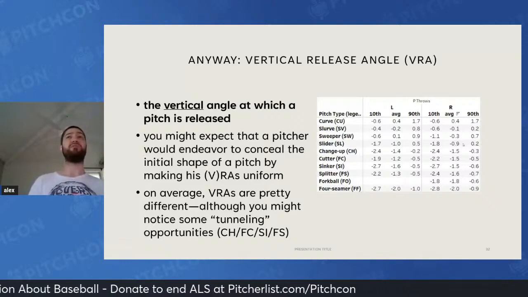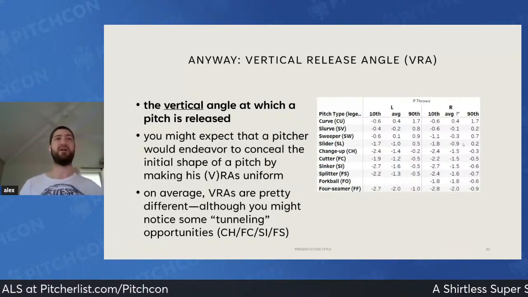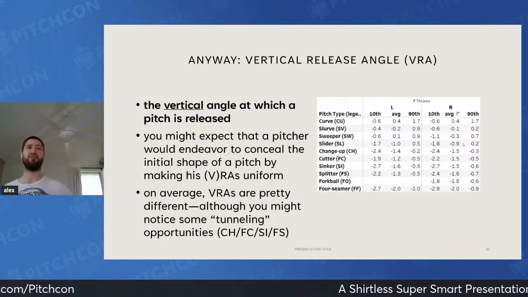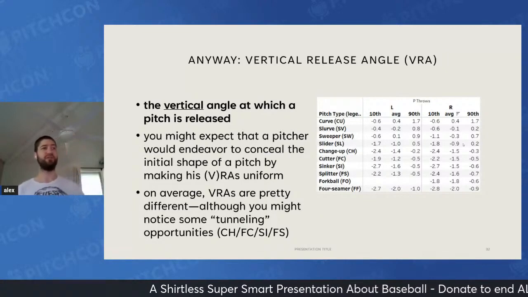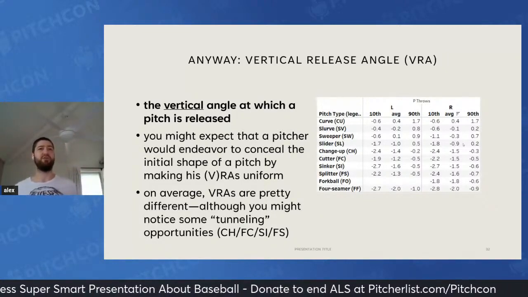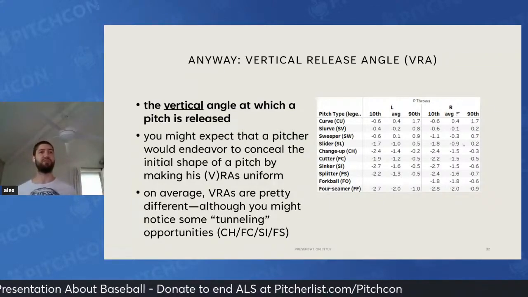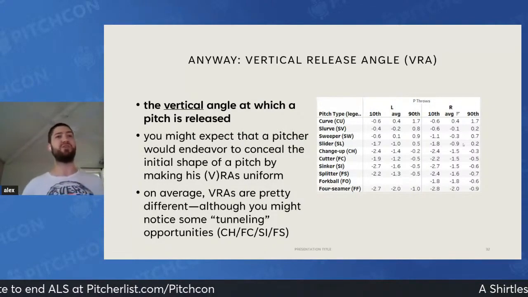But also I'm not a professional hitter, and maybe 2.5 degrees is all it takes to tell that two pitches are just fundamentally different. So there is probably some pitch tipping involved with release angles. They are pretty different, but I think you might notice that there could be what you call tunneling opportunities. Changeups, cutters, sinkers, splitters, they all have really consistent release angles, which I find really interesting.